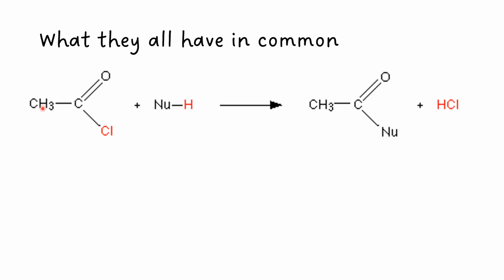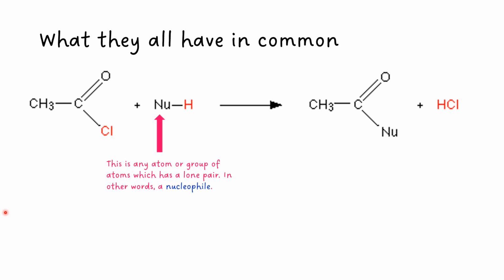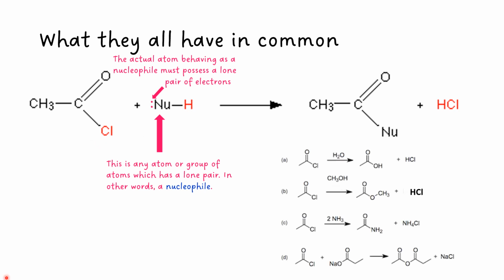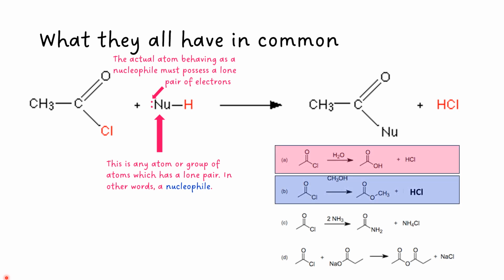Let's take an acyl chloride such as ethanoyl chloride. You have any atom or group of atoms which has a lone pair, in other words, a nucleophile. So the actual atom that behaves as a nucleophile must possess a lone pair of electrons. That allows it to form a dative covalent bond with this carbon. So you can see the dative covalent bond here. This hydrogen and this chlorine will find each other and make HCl. So these are the examples from the previous slide. I'm just going to take you through each one.